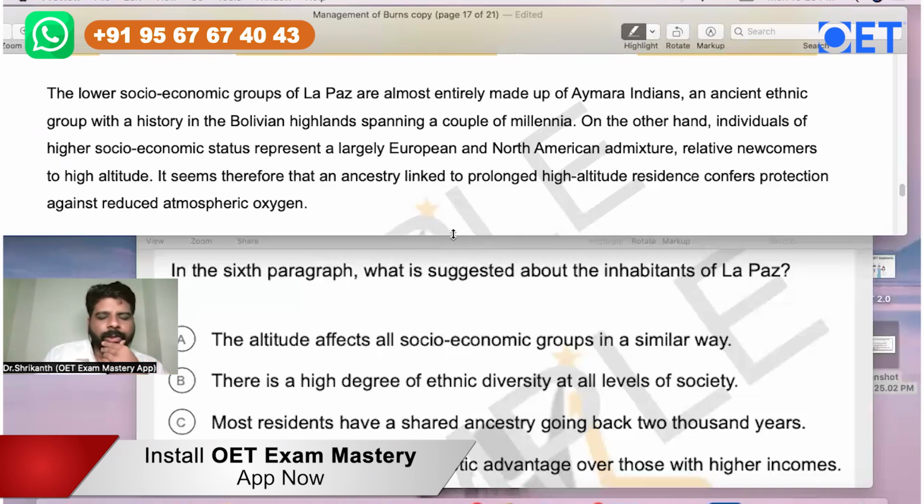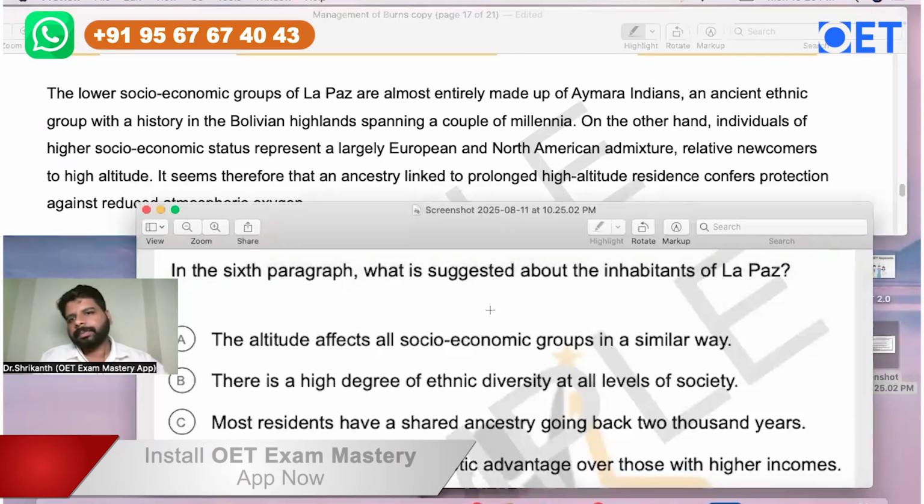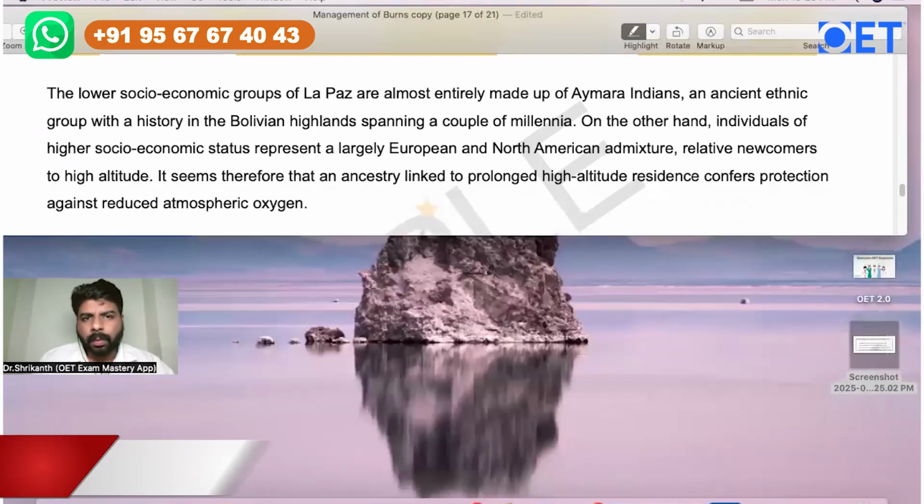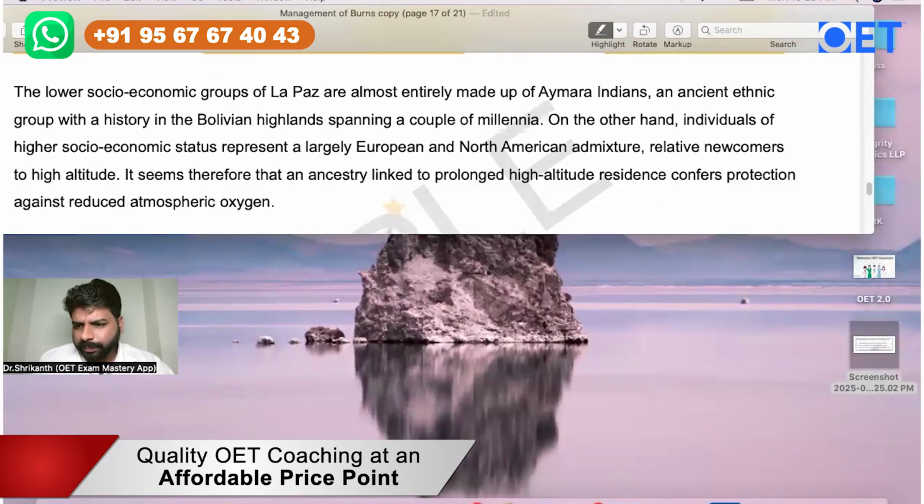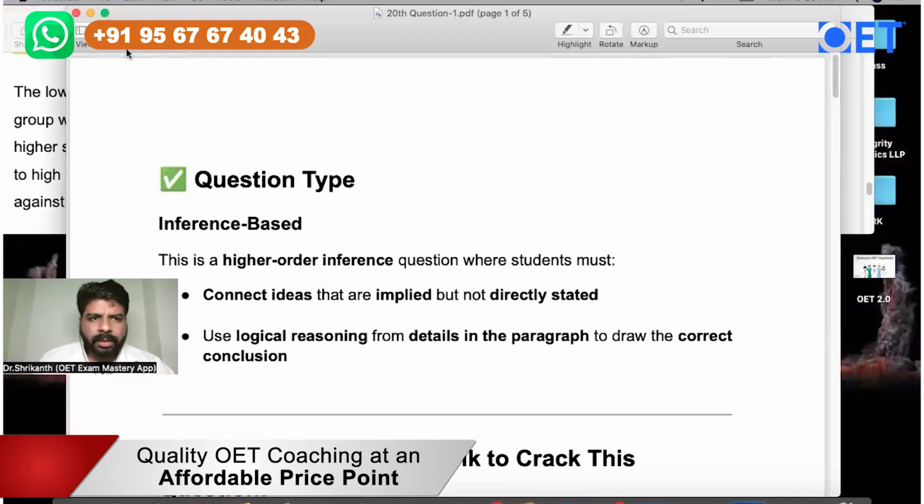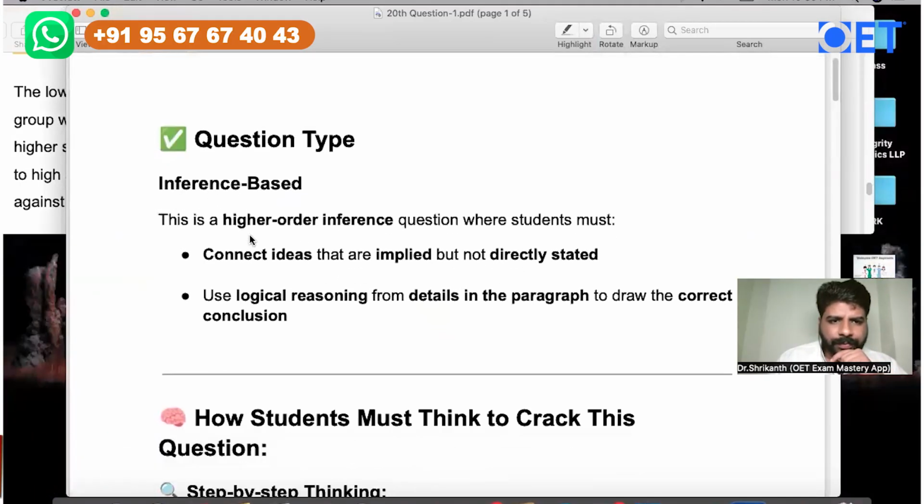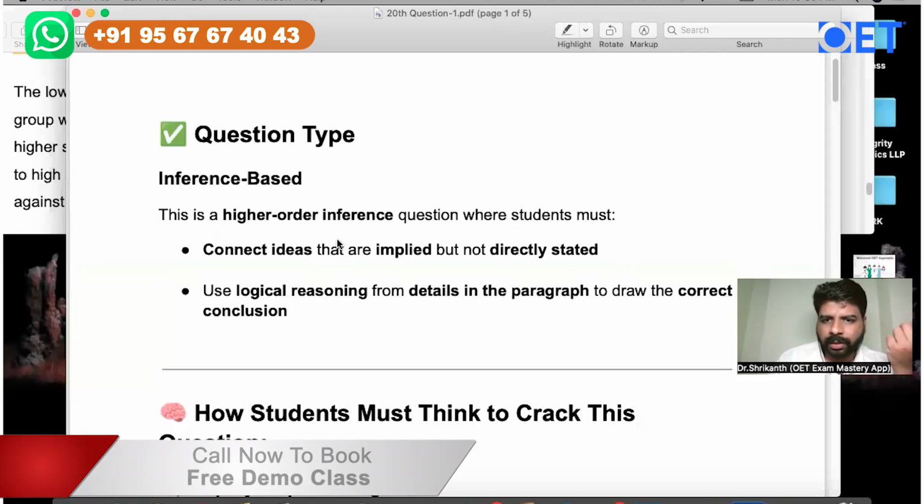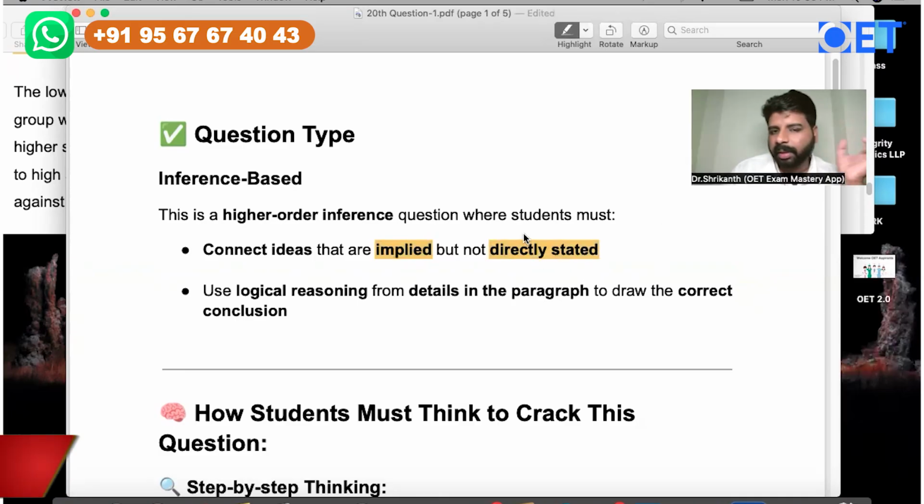Right. So shall we take a look into the question? Let's see what type of question this is. This is also basically an inference type question, a higher order inference type question, and the students must connect ideas that are implied. Here also, the OET is very cunning. They will not directly state the information. The information may be implied.